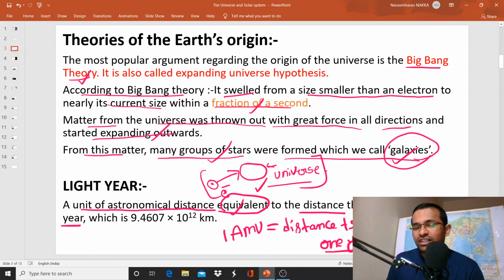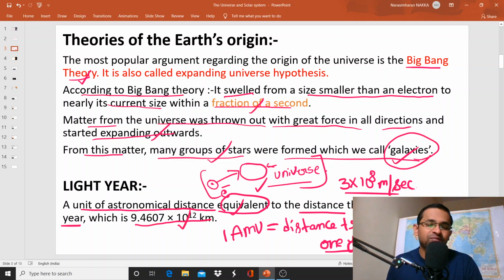So you may have a question, what is the speed of light? The speed of light is 3 into 10 power 8 meter per second. This is the speed of the light. With this speed, the light can travel about 9.4 into 10 power 12 kilometers in 1 year. So 1 astronomical unit or 1 light year is equal to 9.4 into 10 power 12 kilometers. That means with the speed of 3 into 10 power 8 meter per second, the light can travel 9.4 into 10 power 12 kilometers in 1 year.